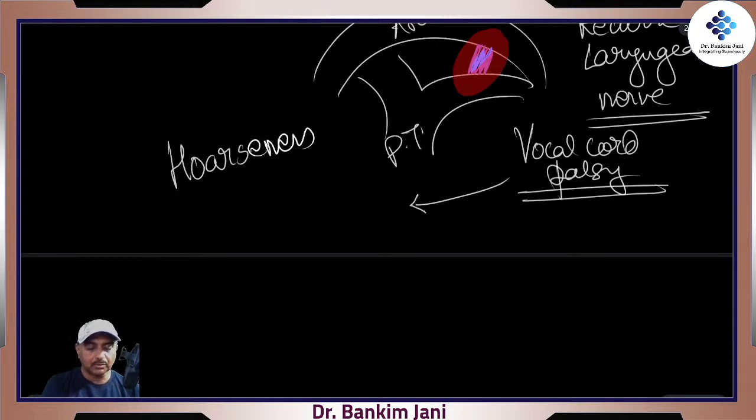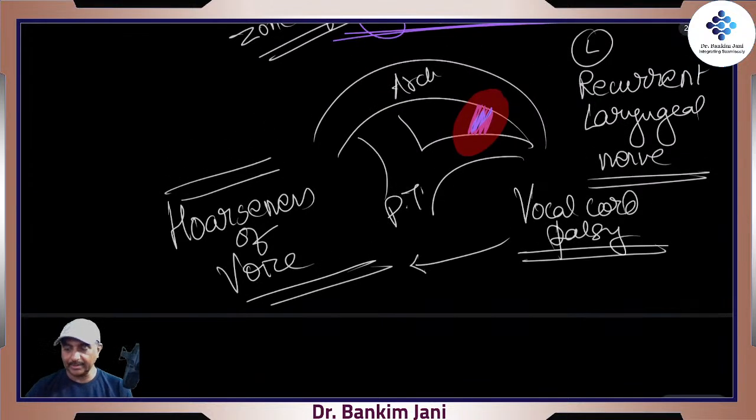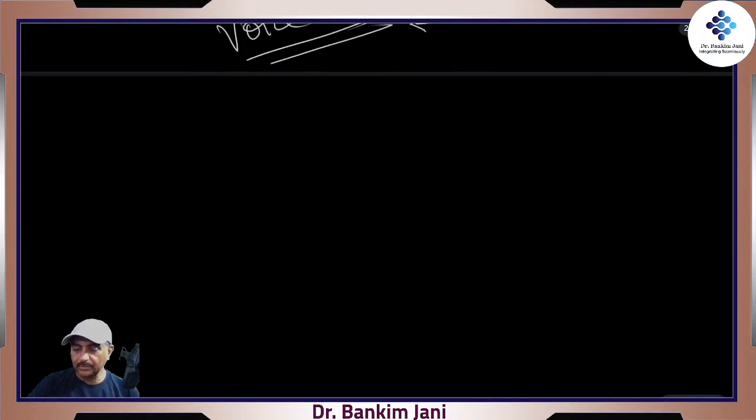That's the reason you should be super sharp. When you are talking about a space occupying lesion, and you see the patient and the patient's voice is so heavy, you know this is hoarseness of voice, and definitely there is involvement of the recurrent laryngeal nerve. So that's one of the questions. Do keep it in mind. Okay.